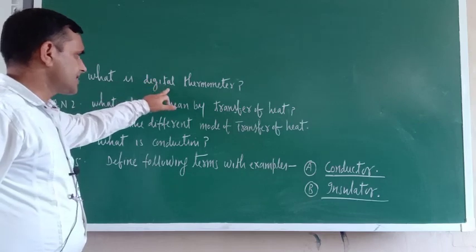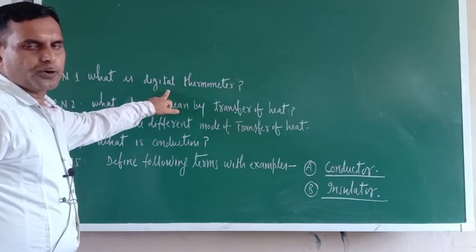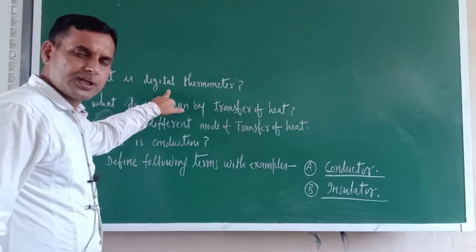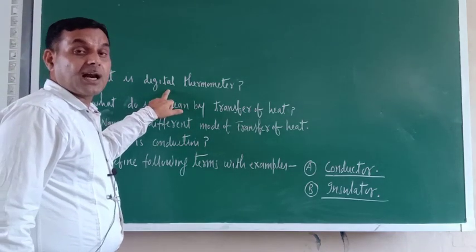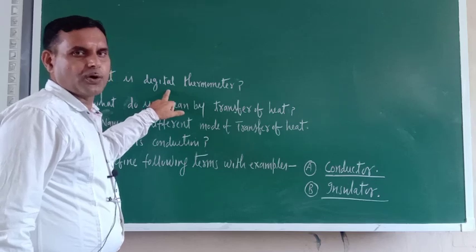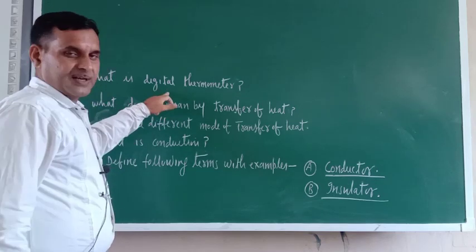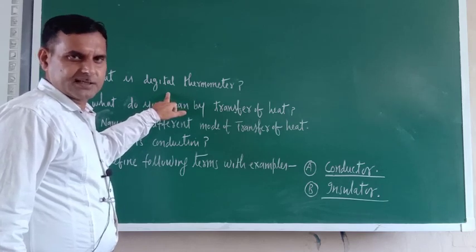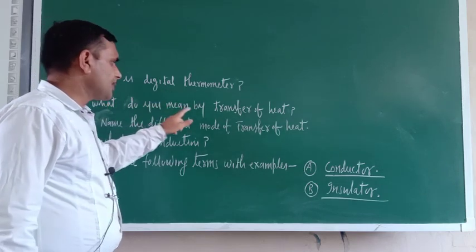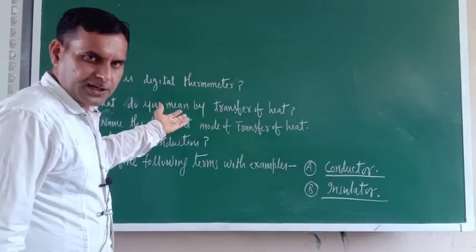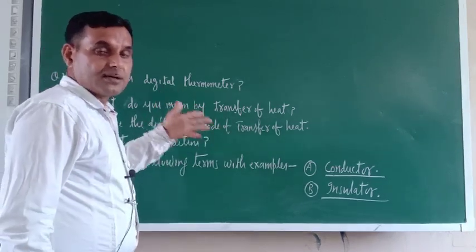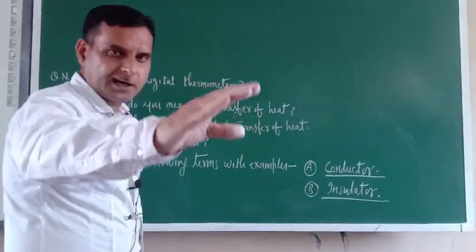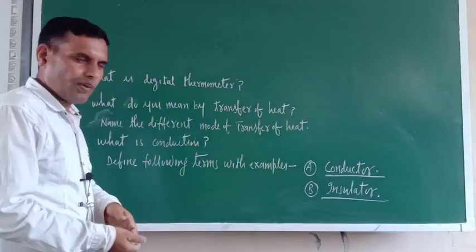First one is digital thermometer. Already I told you what is the digital thermometer. This is one type of thermometer where mercury is not used. Digitally it conveys the temperature of the human body, okay. And the best thing is mercury is not used, and mercury is a very toxic material. Next one is, what do you mean by transfer of heat? Already I explained you. Transfer of heat means flow of heat from hotter end to colder end. That is called transfer of heat.